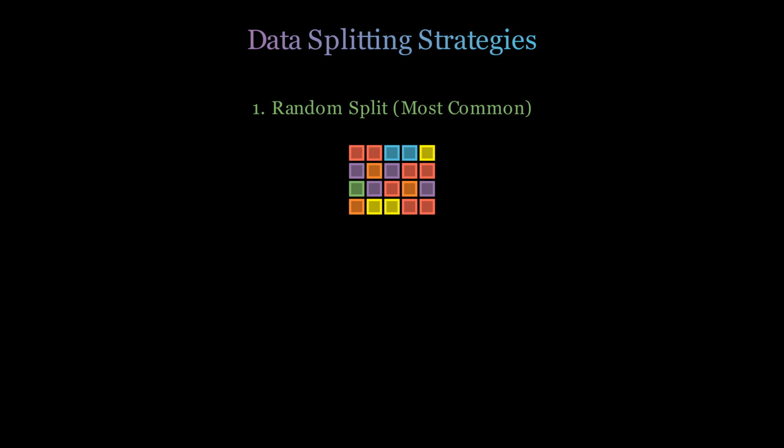Random splitting is the most straightforward approach. You randomly shuffle your dataset and divide it into the desired proportions. This works well when your data is independently and identically distributed, with no time dependencies or grouping structures that need to be preserved.